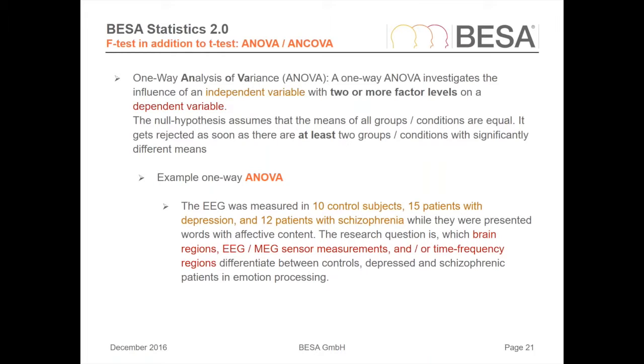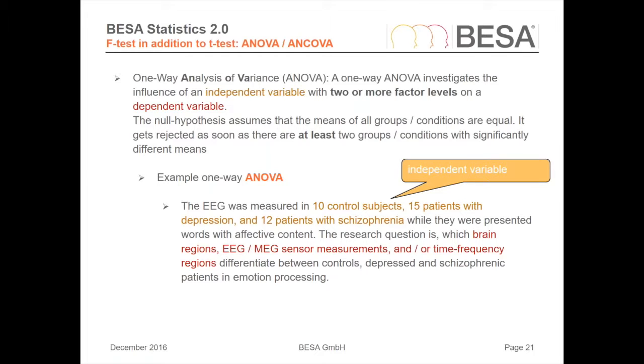The null hypothesis gets rejected as soon as there are at least two groups or two conditions with significantly different means. For example, EEG was measured in 10 control subjects, in 15 patients with depression, and 12 patients with schizophrenia, while they were presented words with affective content. This is the independent variable.